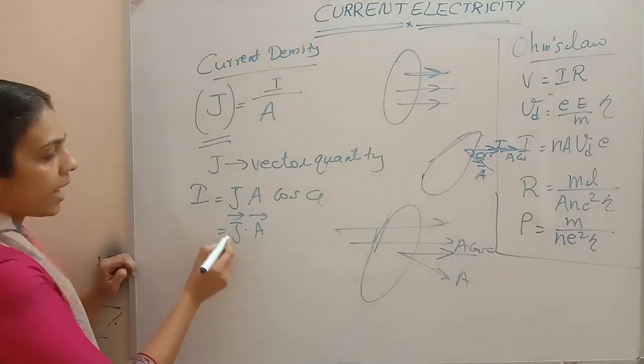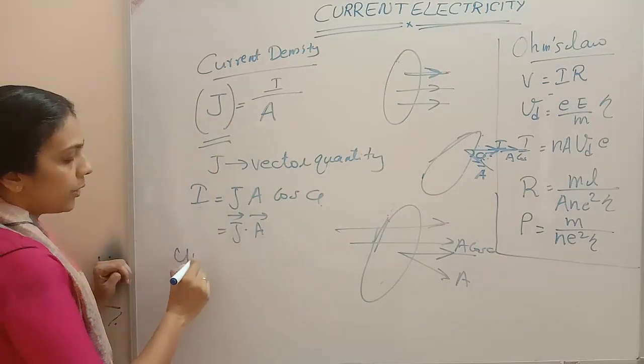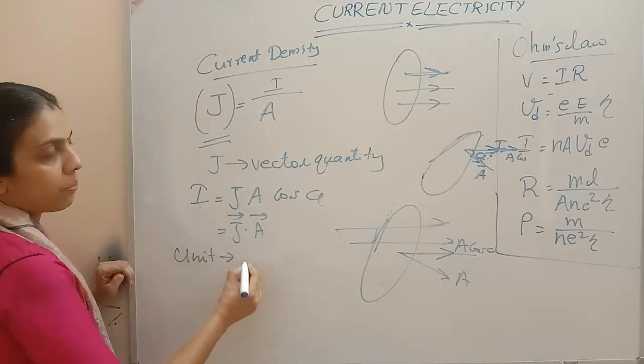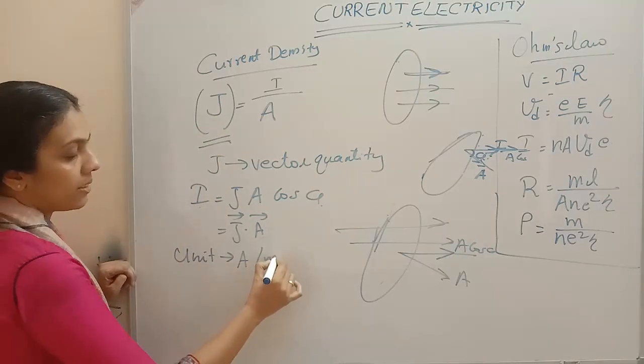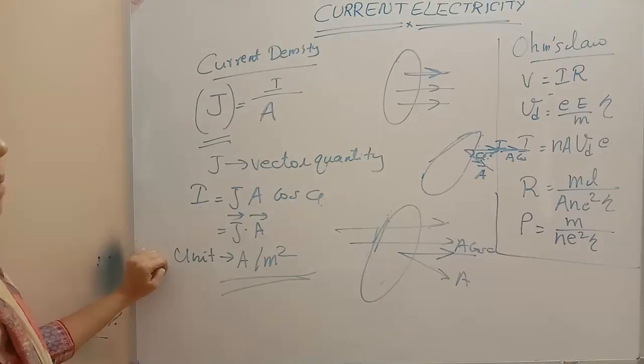Now we got the value of I in terms of J. Now what will be the unit of current density? Unit will be ampere per meter square. Unit of current density is ampere per meter square.